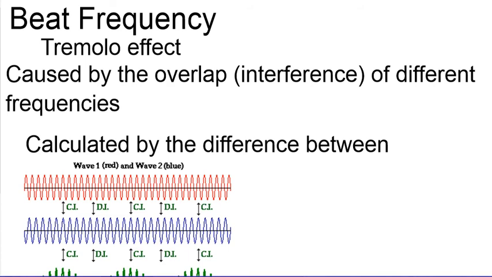Now, beat frequency. This is also what's called the tremolo effect, and this is also how you tune your instrument a lot of times, by listening for the beat frequency, because it's caused by the overlap or the interference of different frequencies. And so when you're trying to tune something to another note, you will hear the beat frequency, and once the beat frequency goes away, you know that you've tuned the instrument.